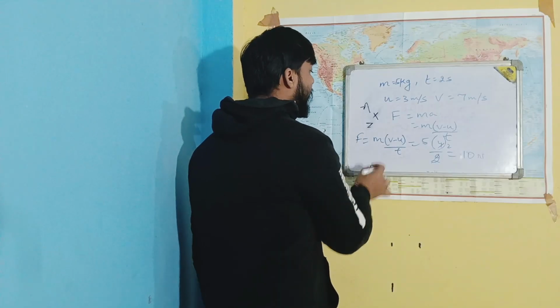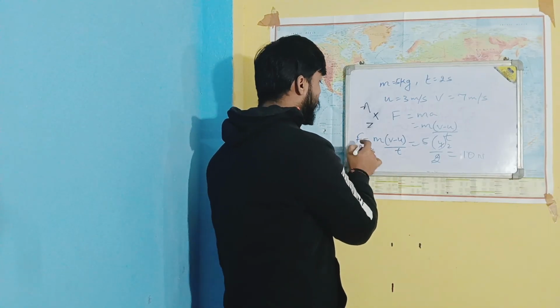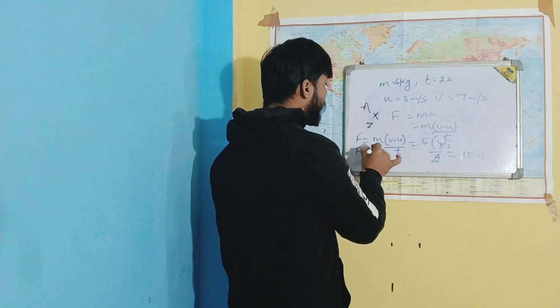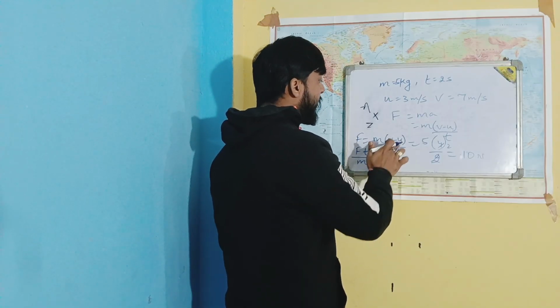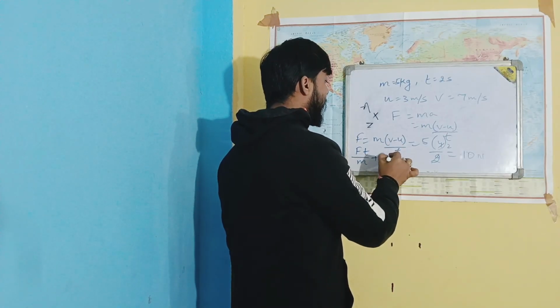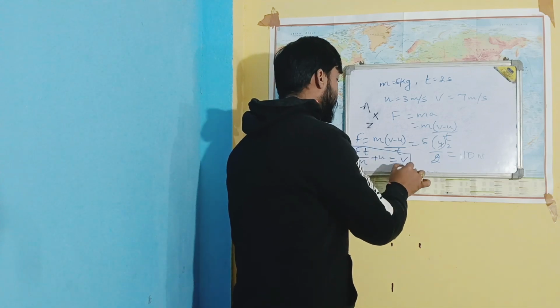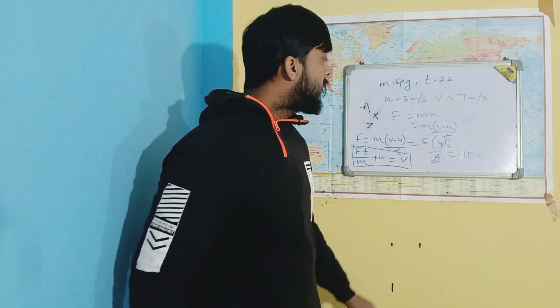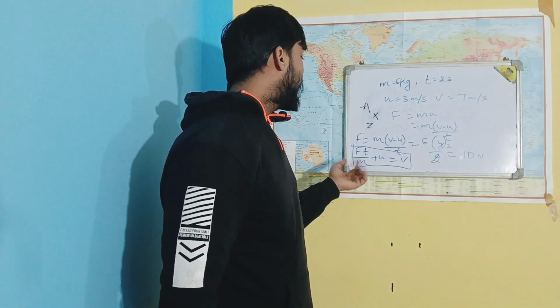Send t to your left side. It is dividing here, so it will go to the left side and multiply. So Ft, m will divide. Right, u is getting subtracted, so it will add. It will be added here. So now just substitute the magnitudes and you can find the answer.